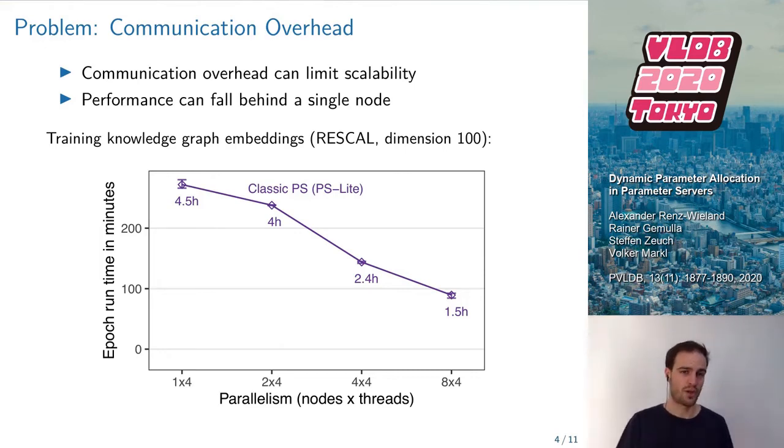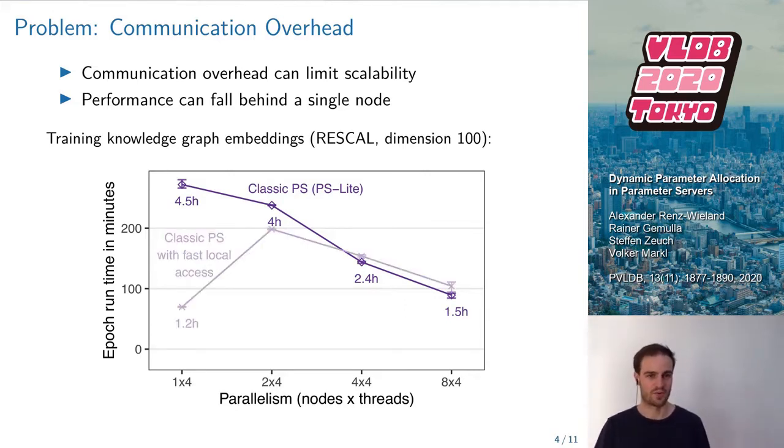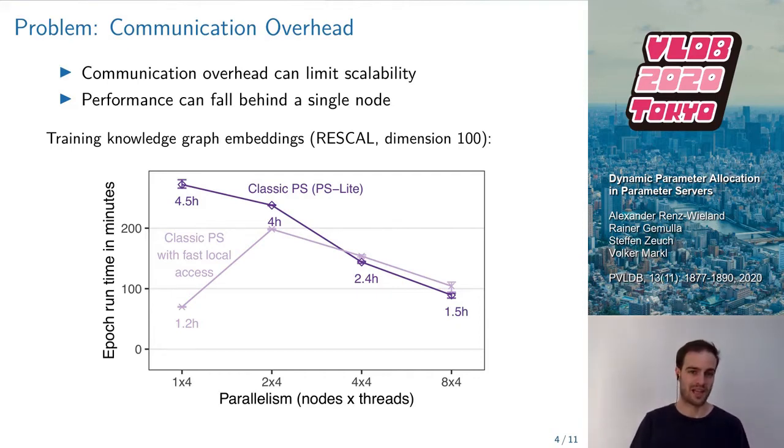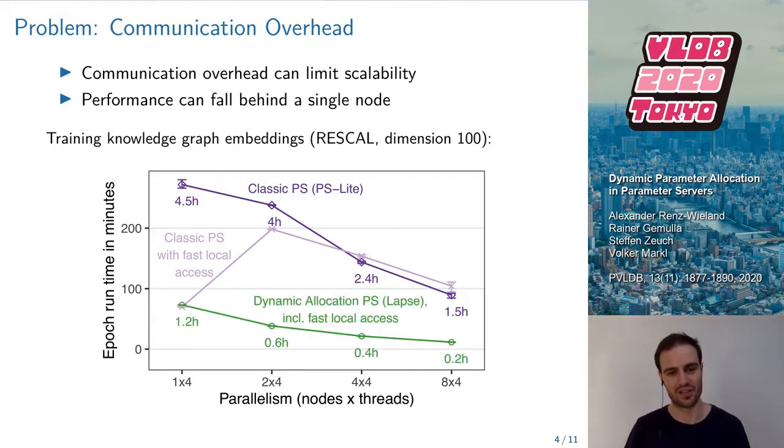Now, an important point is that PSLite is not efficient on a single node, and this is because it accesses parameters via inter-process communication. You can do better. If you access parameters over shared memory, the single node performance improves dramatically. So we did this, and with shared memory access, the performance on a single node is 1.2 hours. So now PSLite on 8 nodes is slower than the single node. In the following, we will look at how you can do better, how you can scale from this stronger single node performance near linearly.